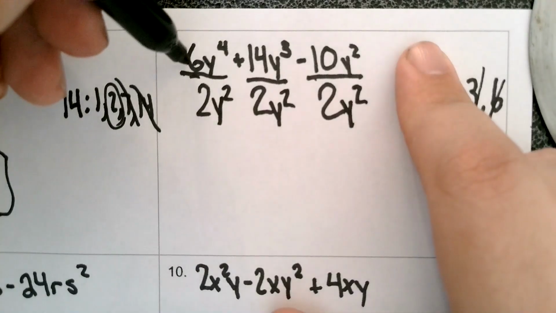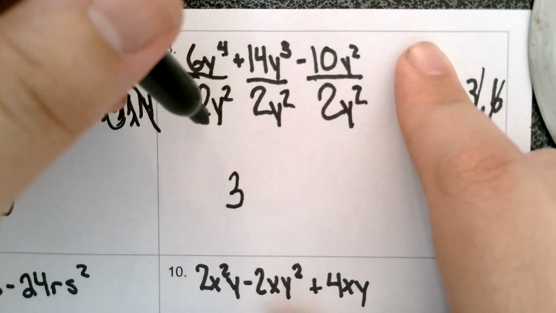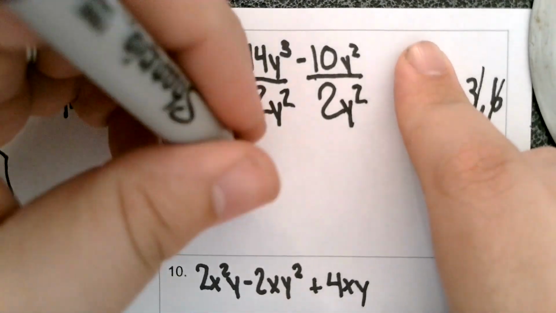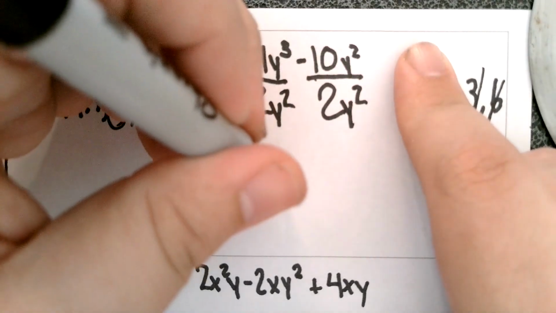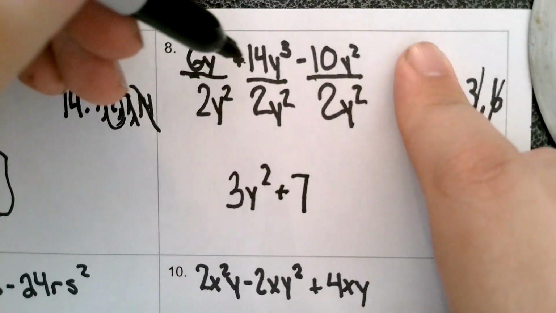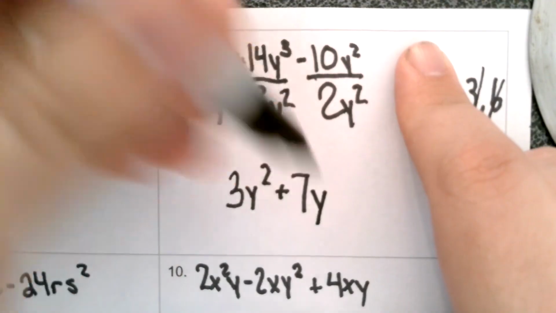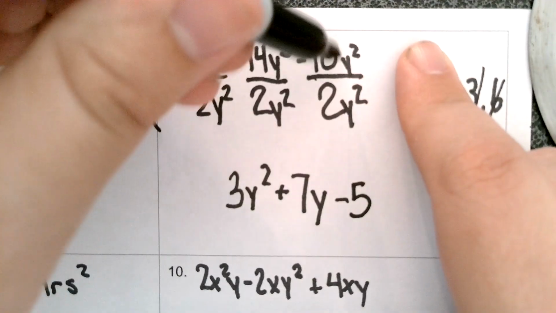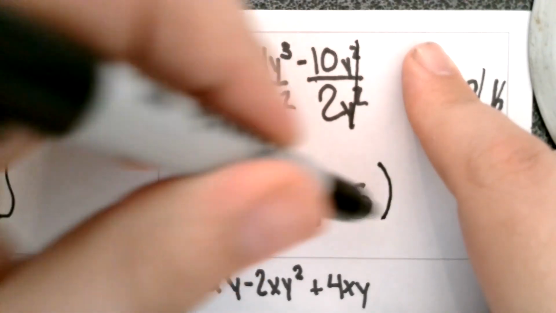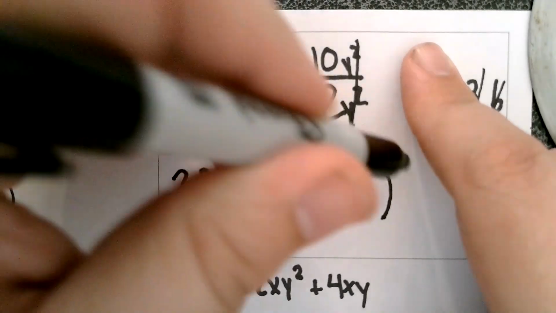All right. 6 divided by 2 is 3. y^4 divided by y^2 is y^(4 minus 2). 4 minus 2 is 2. 14 divided by 2 is positive 7. y^3 divided by y^2 is y^(3 minus 2), which is y^1. Negative 10 divided by 2 is negative 5. y^2 and y^2 cancel out. Put it in parentheses. Put your greatest common factor on the outside. And you're done.